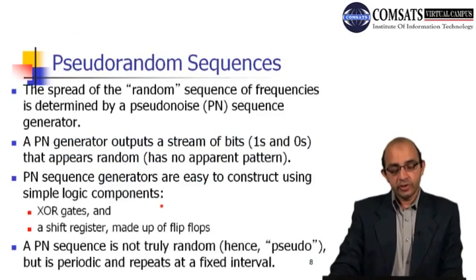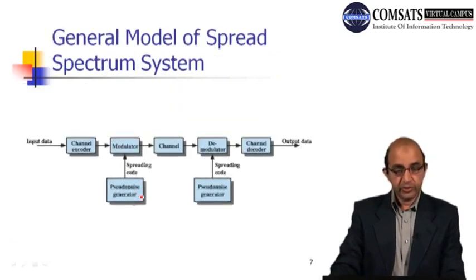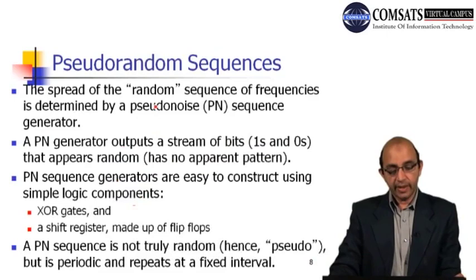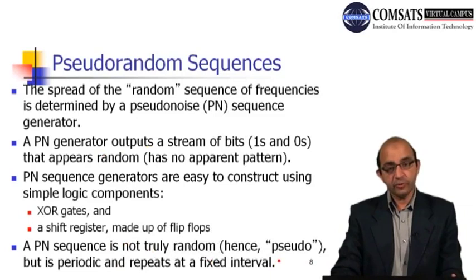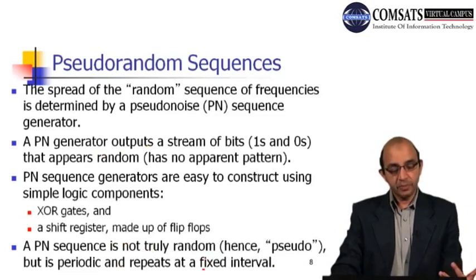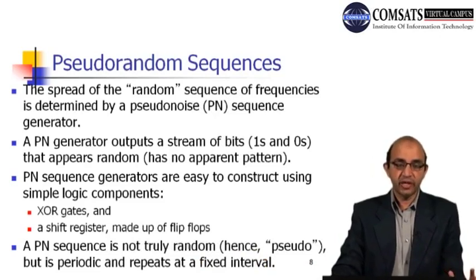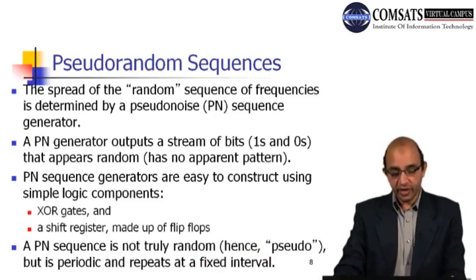Okay, so let's talk about the pseudo sequences or pseudo noise generator. The spread of the random sequence of frequencies is determined by the pseudo noise sequence generator, right? This generator outputs a stream of bits, ones and zeros, that appears random and has no apparent pattern. So it generates a pattern randomly, but it's not completely random. That's why we have mentioned pseudo random.